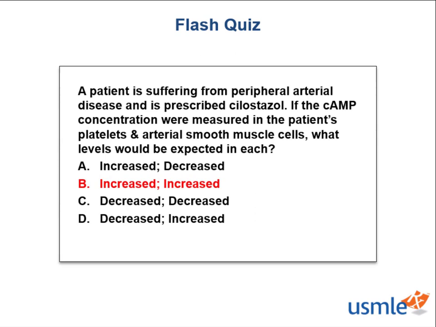The answer is B. cAMP levels would be increased in both the patient's platelets and arterial smooth muscle cells. Recall that cilostazol is a phosphodiesterase inhibitor used to increase cAMP levels in platelets, decreasing platelet activity. Remember the inverse relationship. It is extremely high yield. Moreover, phosphodiesterase inhibitors in arterial smooth muscle cells, not the indicated target, lead to increased cAMP levels and arterial smooth muscle cell relaxation. An easy way to think about this is to think that increased cAMP levels relax platelets and relax smooth muscle cells. With all this in mind, let's summarize on the next slide.